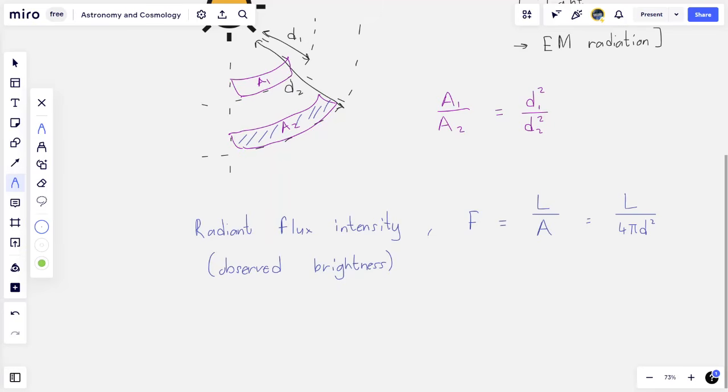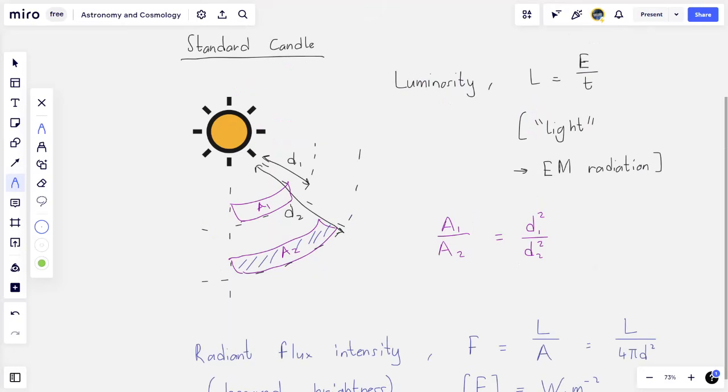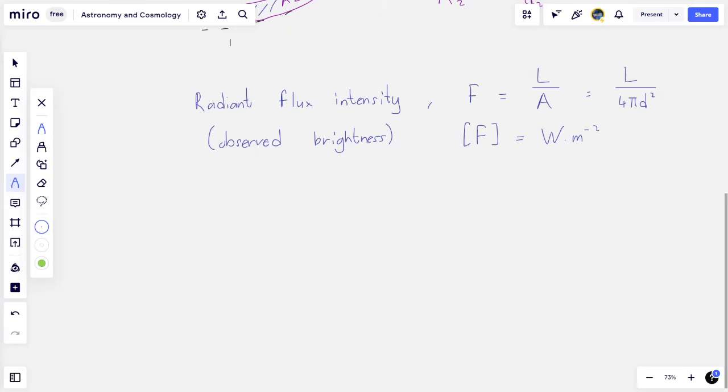And so what we get is this thing, the radiant flux intensity, which we give the symbol F, is a power over an area. If I use square brackets just to identify the units of F, it will be watts per square meter, because the units of measurement for luminosity L will simply be a watt. It's a joule per second. If you want to write that down, joule per second. And so we now have this thing called the radiant flux intensity.